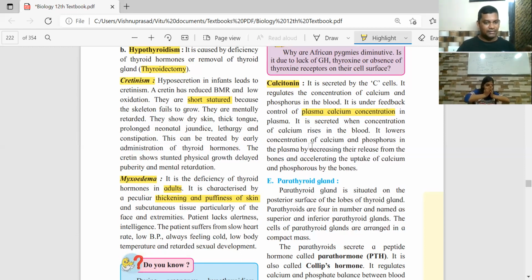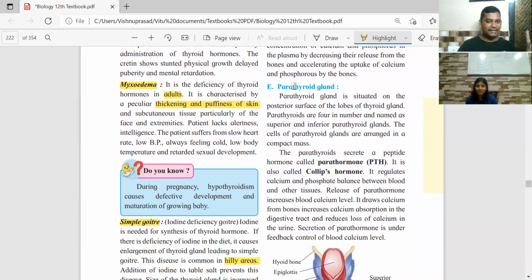So if the calcium concentration in the plasma increases, then calcitonin is secreted. We will understand this once again when we speak about the next gland, that is the parathyroid gland.